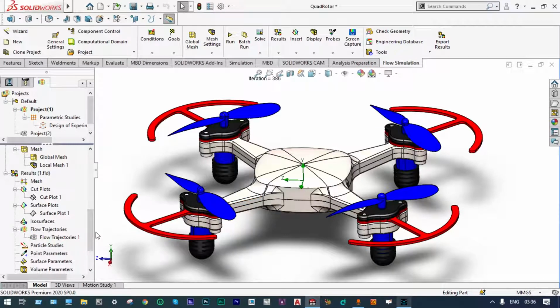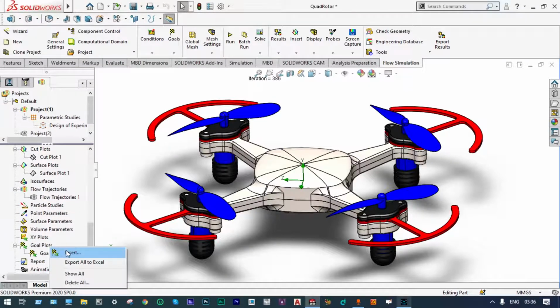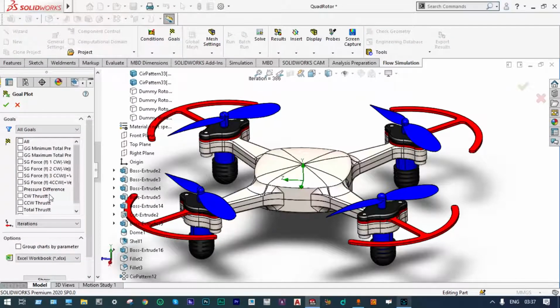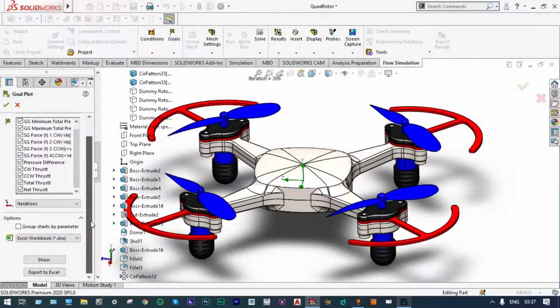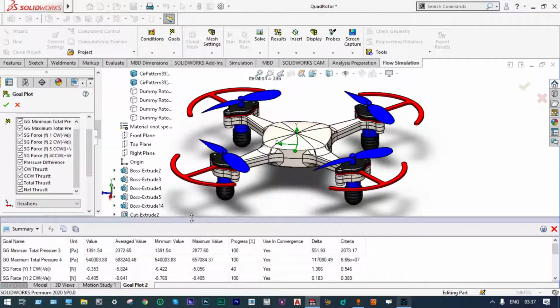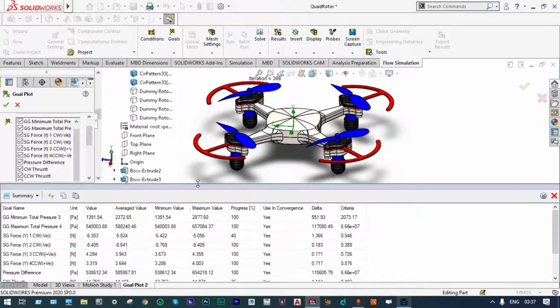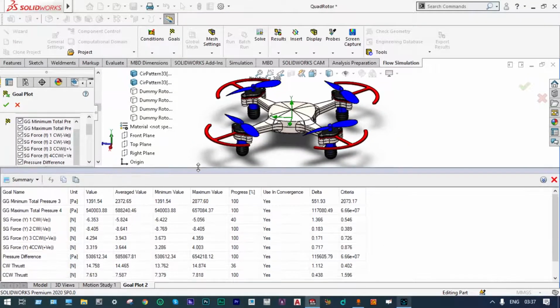Next to that, we want to see the goal plots, which one we have already seen from the solver window. Goal plots, insert goal plots, and we want to see all the goals what we have decided before. All the goals selected. Let's see these things. These are the different goals which one we have already seen from the solver window. And better to see these things in the form of graphs. You can see it from summary and history.